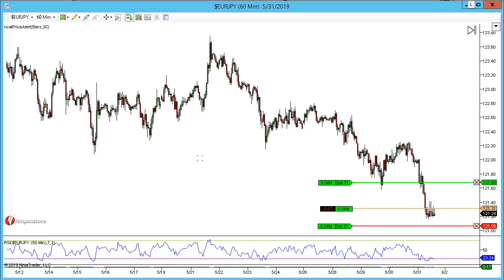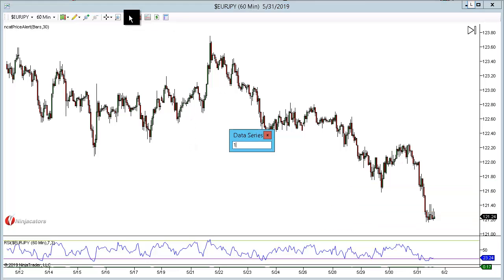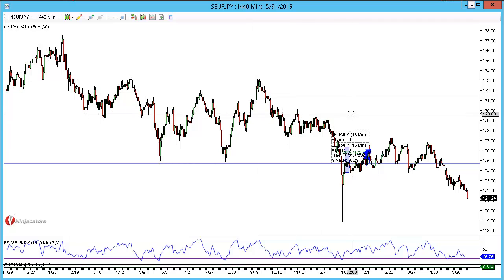This is the euro yen on the 60. We have an AB equals CD pattern that has come down into a level of structure, and we have formed a double bottom. So let's just go ahead here and do the higher time frame analysis and take a look at this.